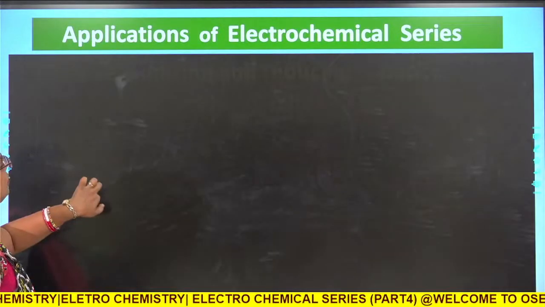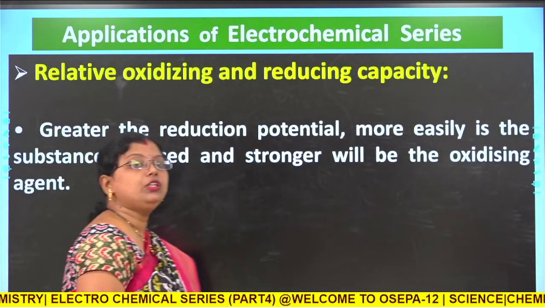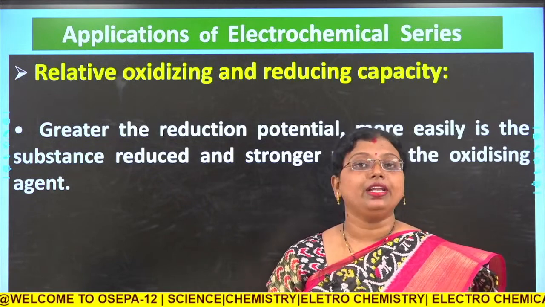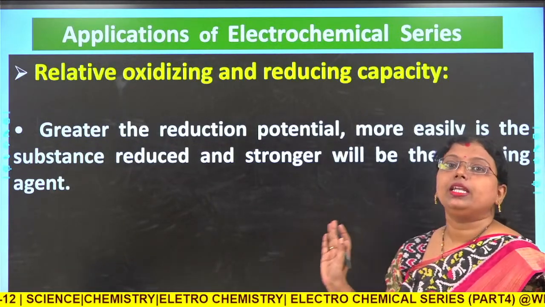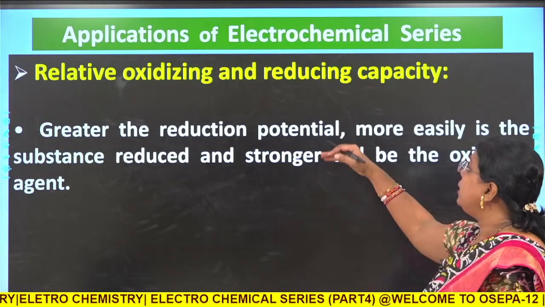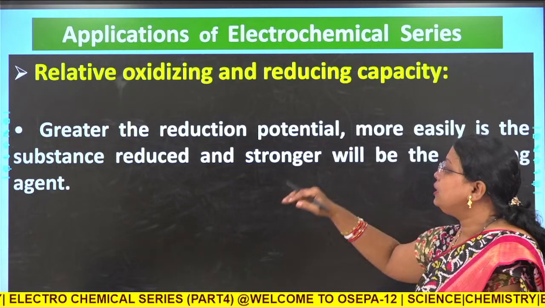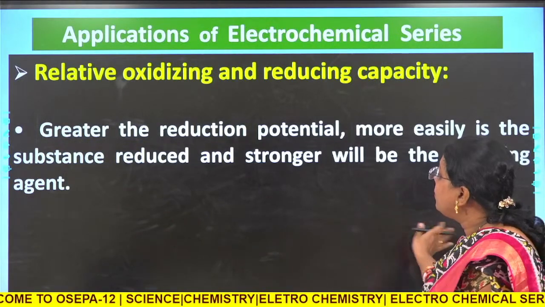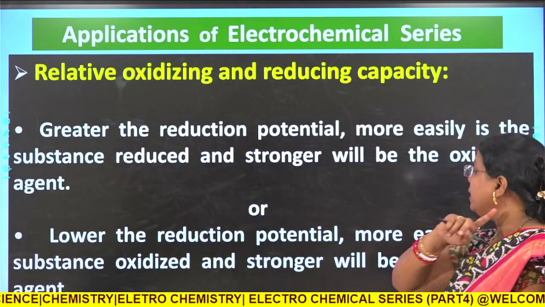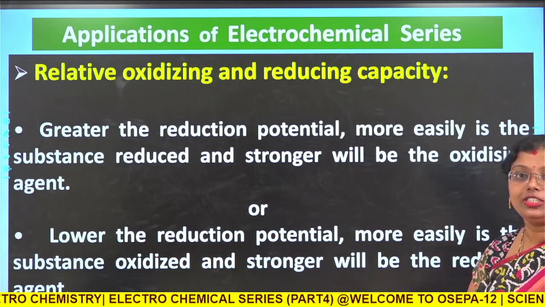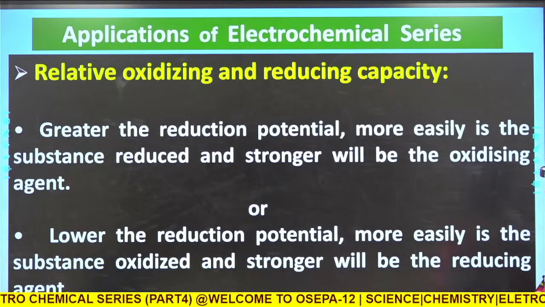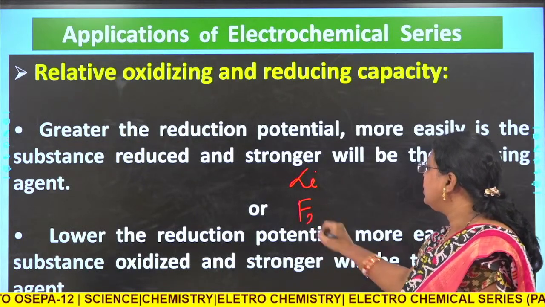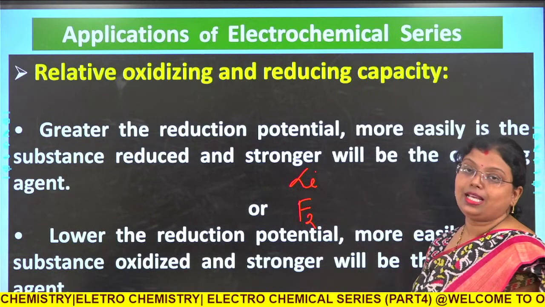Next, relative oxidizing and reducing capacity. You will be able to find out the oxidizing power and the reducing power of any electrode by using this electrochemical series, because you know, the greater the reduction potential value, the more easily the substance is reduced and the stronger will be the oxidizing agent. Similarly, the lower the reduction potential value, the more easily the substance gets oxidized and the stronger will be the reducing agent.